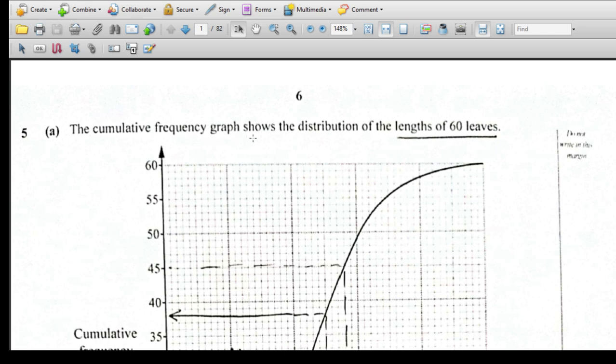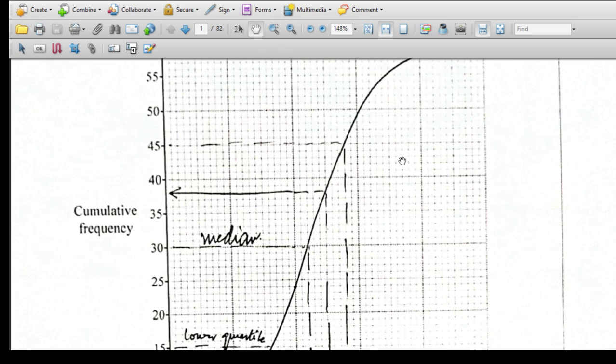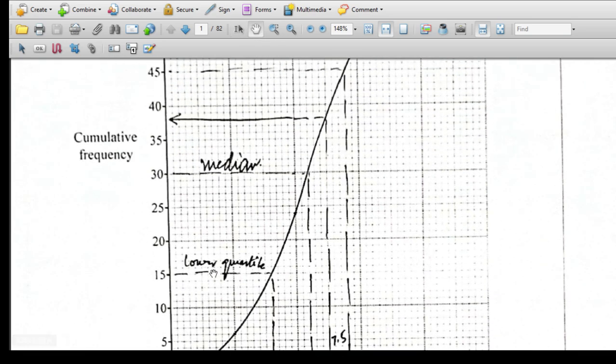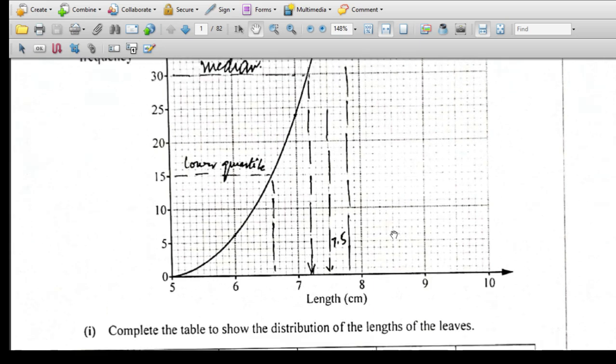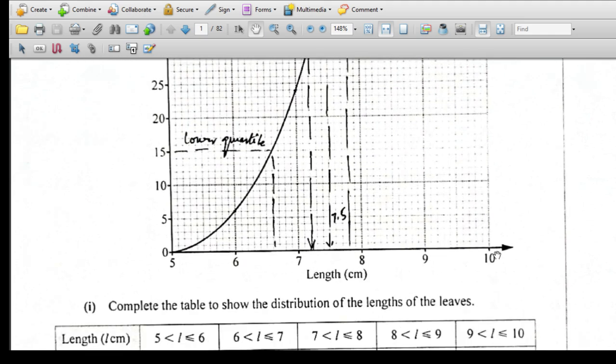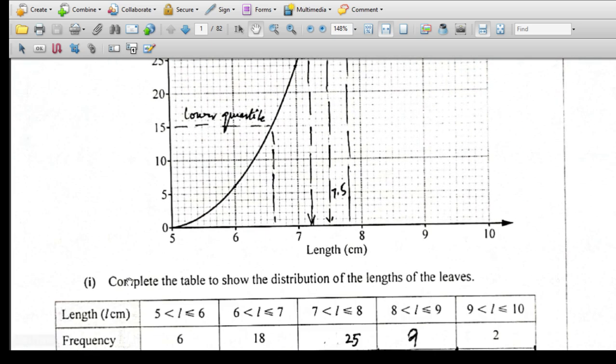The cumulative frequency graph shows the distribution of the length of 60 leaves. So the distribution of 60 leaves is given here, and we can see that this is a cumulative frequency graph, from 5 to 10. This is the length of the leaf. The first part is to complete the table to show the distribution of the length of the leaves.